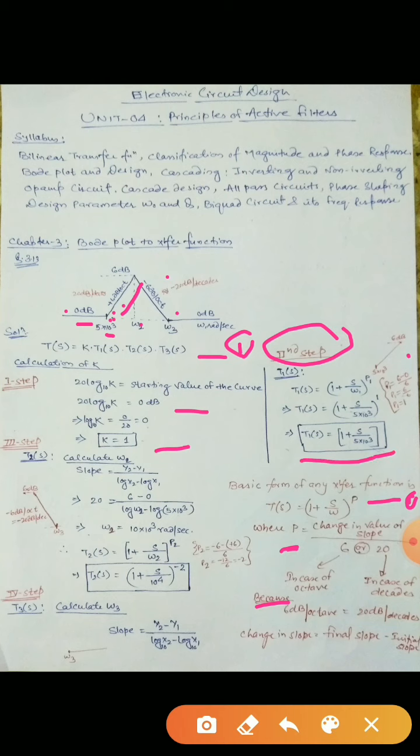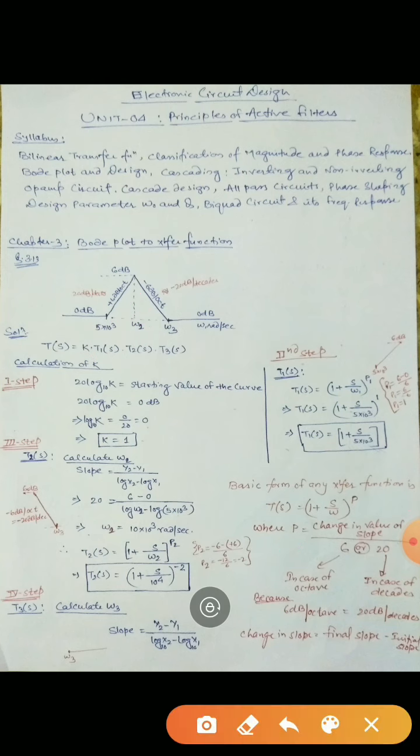So the complete transfer function T1(s) is equal to 1 plus s by 5 into 10 to the power 3. Similar to that, in the third step, we have already calculated the value of k and T1(s). Now we need to calculate the value of T2(s). T2(s) is when the value of frequency is omega 2, and the value of slope is how much? What is slope? Slope is represented here.